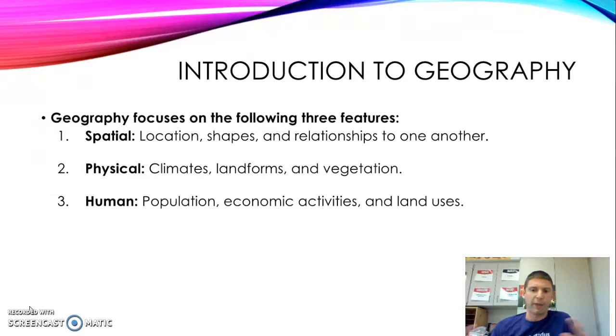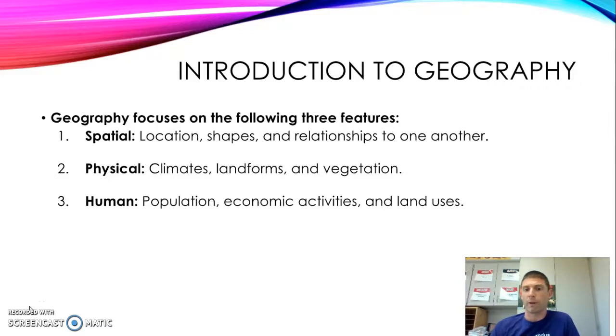Geography, this thing that we're going to be studying this year, is usually broken down into 3 features, and those are spatial, physical, and human. Spatial includes things like location, shapes, and relationships to one another. Physical includes climate, landforms, mountains, rivers, things like that, and then different types of vegetation. And human is population, economic activities, and land uses, all the things that people do.